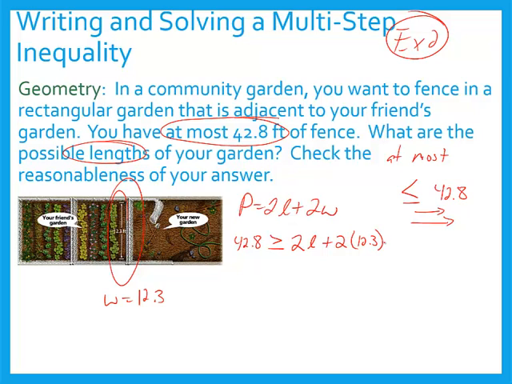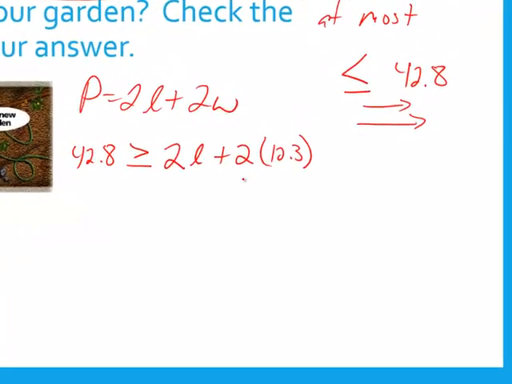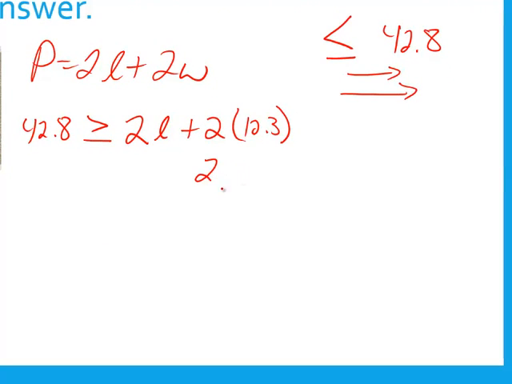Alright, so here we go. First step we do is multiply anything that can be multiplied. So we have parentheses here and a 2 on the outside. So 2 times 12.3 is 24.6.